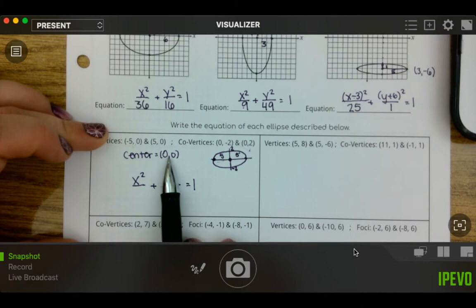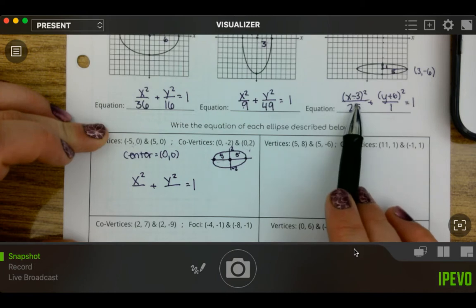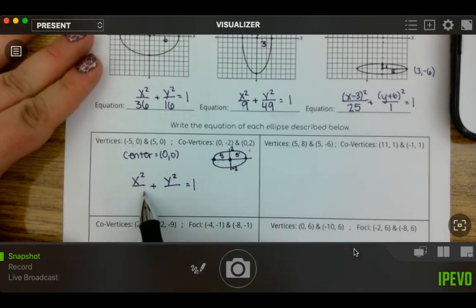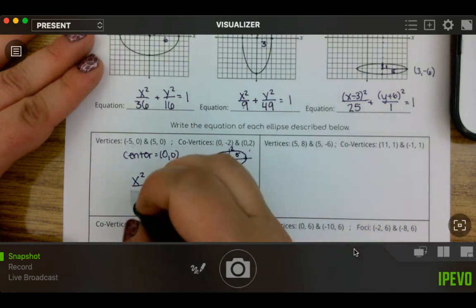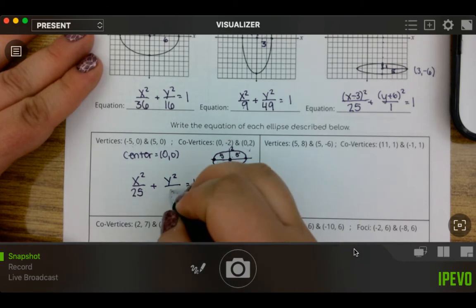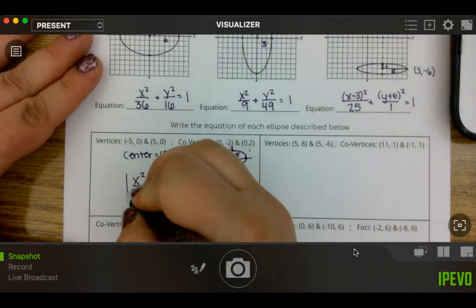And since there's no numbers here, this is where I'm going just x squared, y squared, like I did on these two. This is only necessary if you have a center that's not 0, 0. On the bottom, 5 squared is 25, and 2 squared is 4. And we're done.